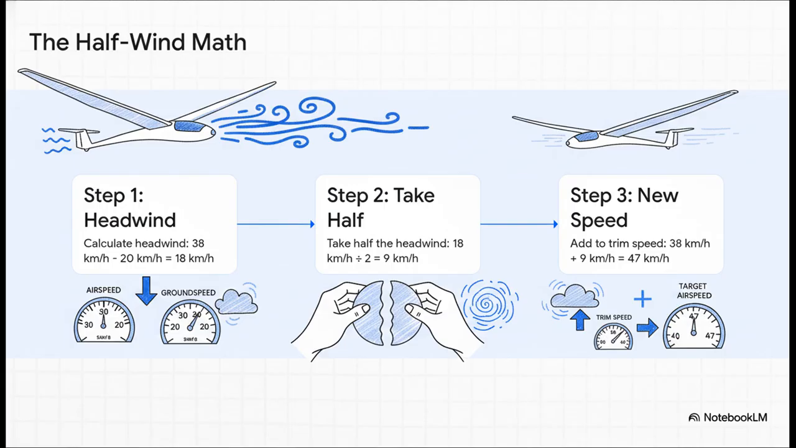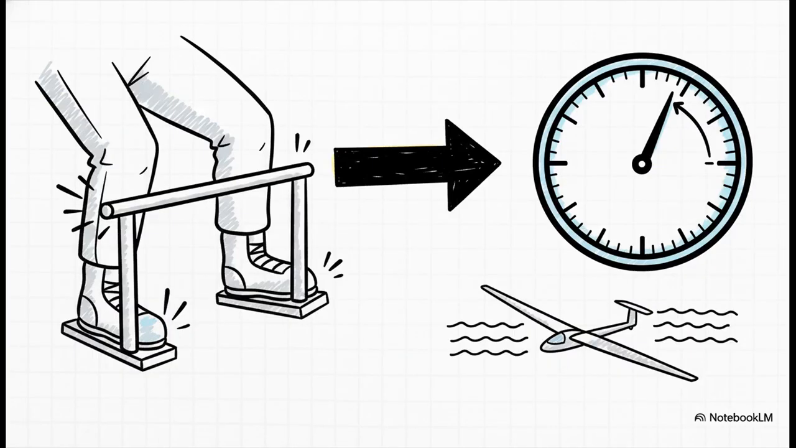So that means you've got an 18 kilometer per hour headwind, right? Half of that is 9. You just add that 9 to your original trim speed, and you get your new target airspeed, 47 kilometers per hour. Now this is the crucial part. This isn't just a friendly suggestion from your instrument. It's a command. Push that speed bar until your airspeed indicator reads 47. You are now punching through that headwind at your most efficient speed, spending way less time fighting it, and I can pretty much guarantee your LD actual is going to improve.